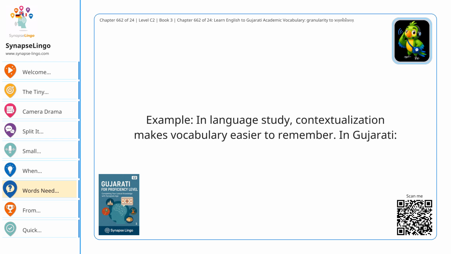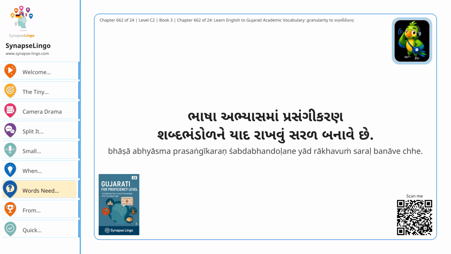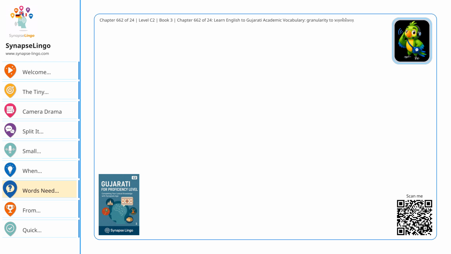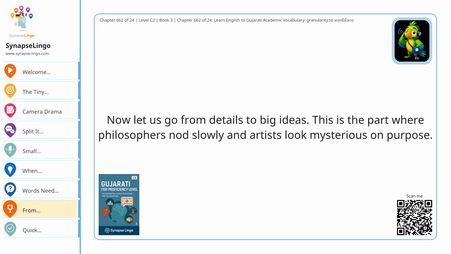Example: in language study, contextualization makes vocabulary easier to remember. In Gujarati: ભાષા અભ્યાસમાં પ્રસંગીકરણ શબ્દભંડોળને યાદ રાખવું સરળ બનાવે છે. Funny thought: a lonely dictionary word cries until પ્રસંગીકરણ gives it a cafe, a bus stop, and a dramatic backstory. From concrete to cloudy genius. Now let us go from details to big ideas.